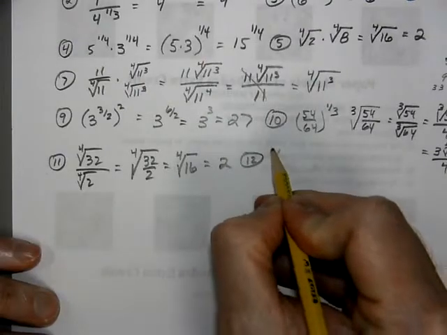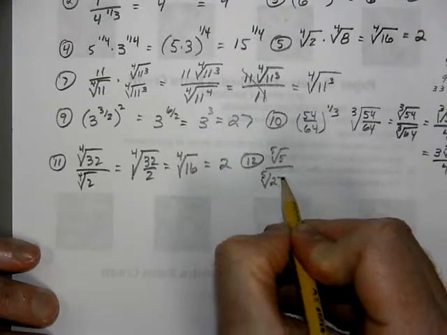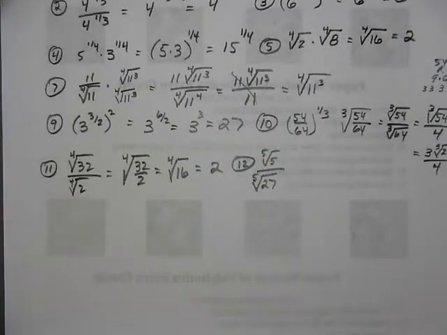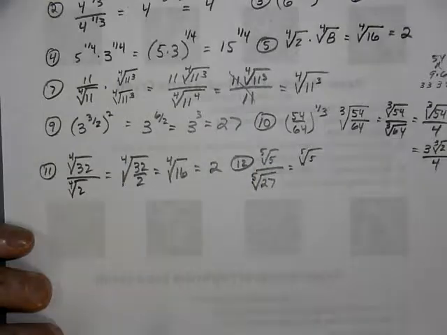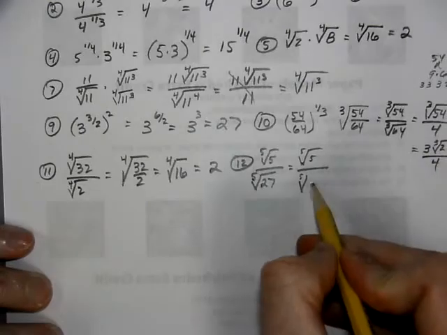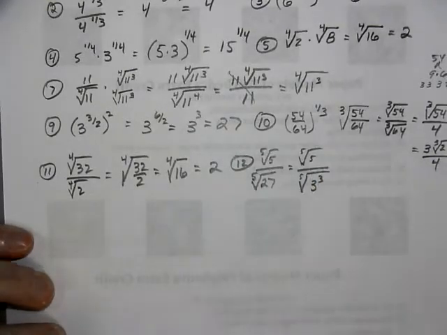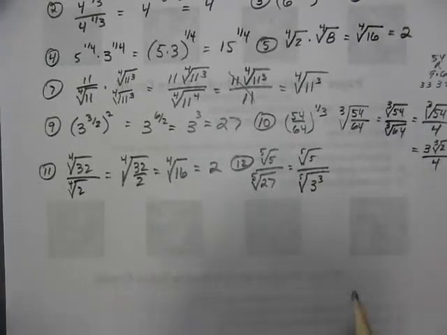Number 12 is the fifth root of 5 over the fifth root of 27. Alright, so we have the fifth root of 5. It wouldn't help to break this into 5 over 27, but it's quick to see that 27 is made out of 3 cubed. 3 cubed is 27. The problem here is that we have a radical in the denominator. We don't want a radical in the denominator.